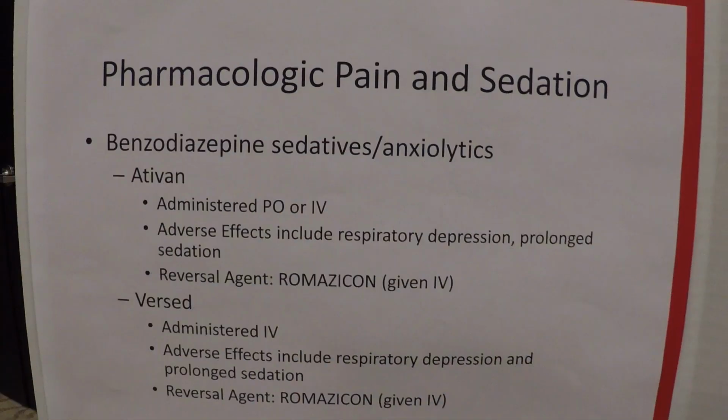As far as your other benzos and sedatives that we're going to use, you use your Ativan, PO or IV. The adverse effects include respiratory depression and prolonged sedation. Reversal agent is Romazicon, given IV. And for your Versed, you're going to administer IV. Adverse effects include respiratory depression and prolonged sedation. Reversal agent is Romazicon. So definitely you want to know these two reversal agents also.